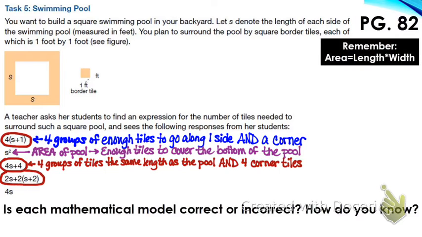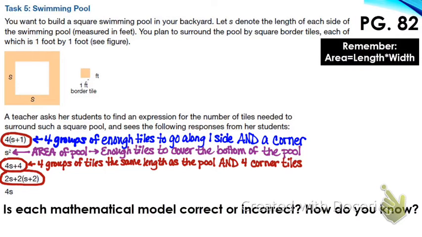What does it mean if there's a 2 in front of those parentheses? Look at what I said up here. Up here was 4 groups, so down here would be 2 groups that size, right? So I have 2 groups where I have enough tiles for a side and 2 corners. Enough tiles for a side and 2 corners. You guys okay with that?